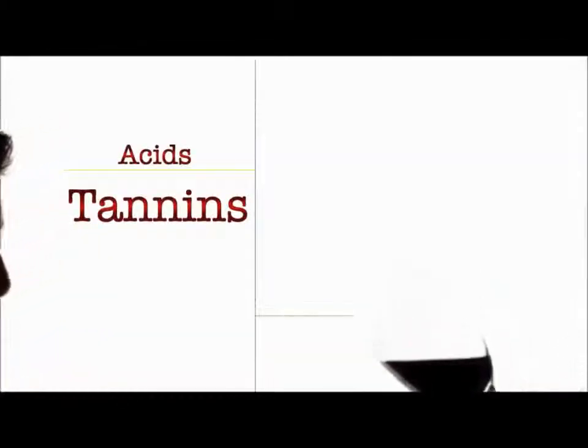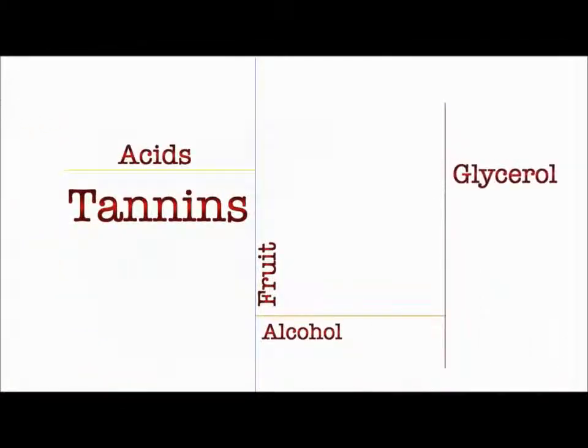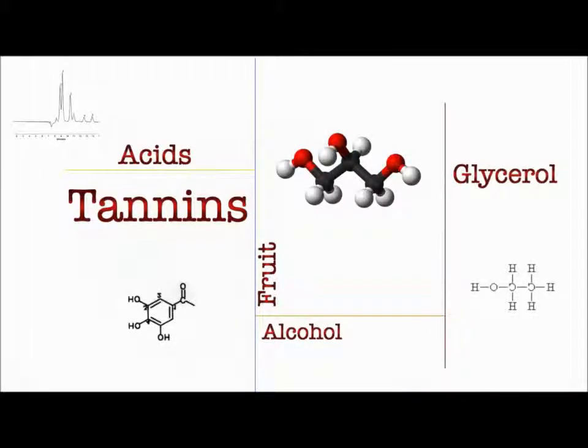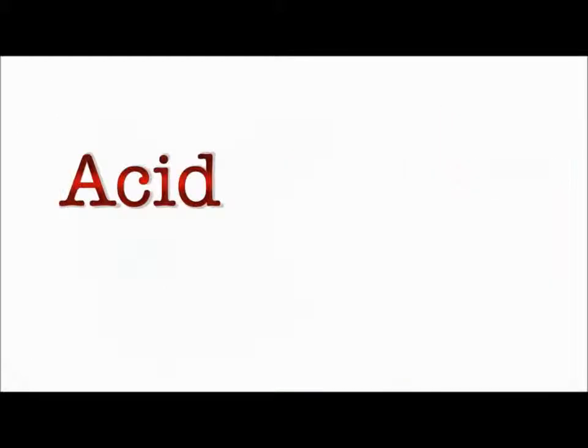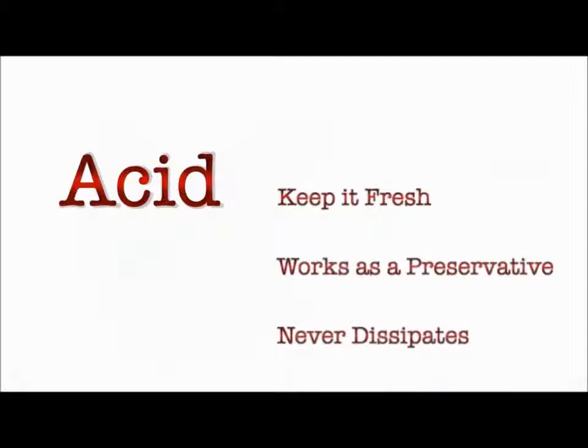The 5 main elements of wine are acids, tannins, fruit, alcohol, and glycerol. Let's start by talking about acid first. Acid is in wine to help keep it fresh. It actually helps in the preserving of the wine and allows it to age for long periods of time. And one thing to know about acid is that it actually never dissipates. It stays at the same level until the bottle's open and drank.